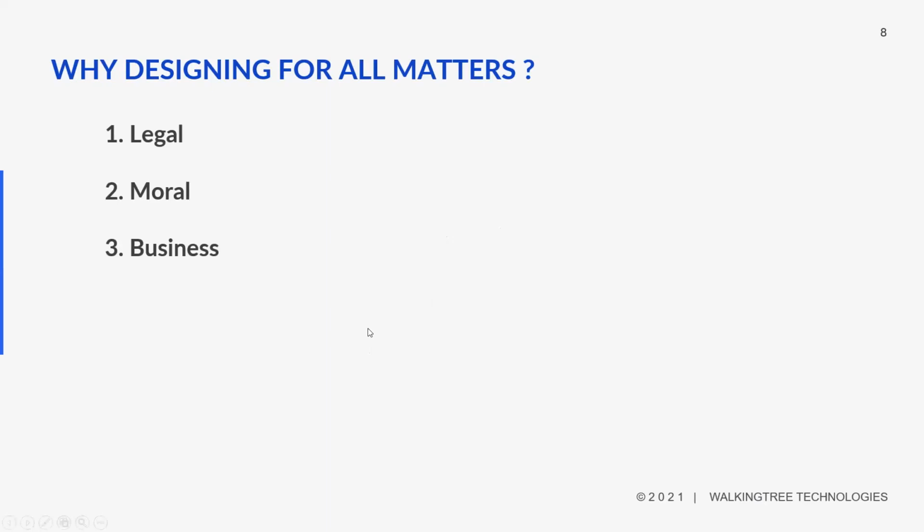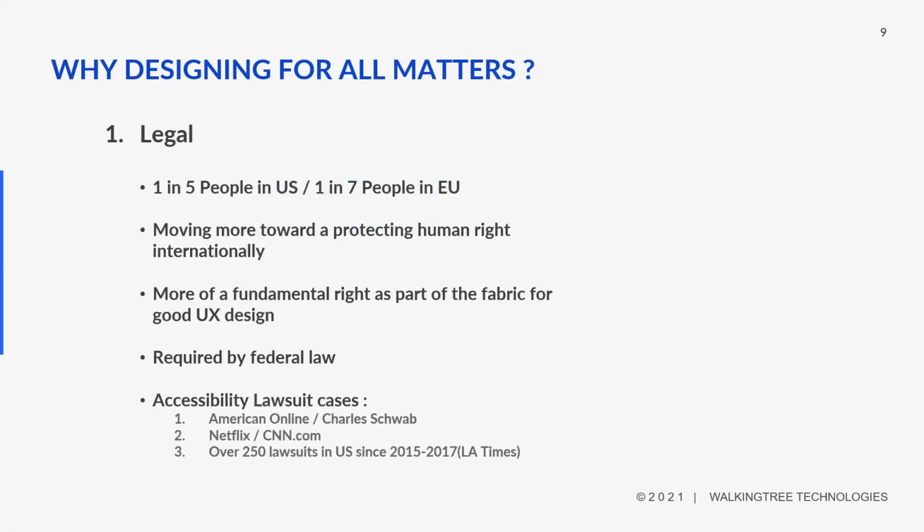So coming to the legal side, 1 in 5 people in the US and 1 in 7 people in the European Union are facing some amount of disability. So why does having accessibility in place matter? Because it is about protecting human rights internationally. You are designing something in the interest of all people. You cannot leave out that 1 in 5 or 1 in 7 people.